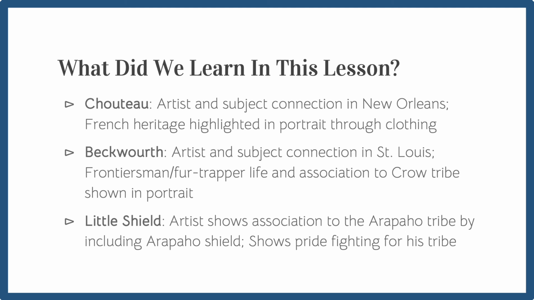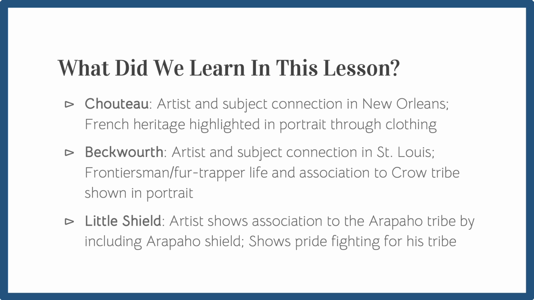In the first portrait, we saw that the artist Salazar and the subject Chouteau have connections in New Orleans. Salazar highlights Chouteau's French heritage in the portrait, his connection to French New Orleans, the connection to Euclide, his stepfather, and possibly his time in St. Louis under French control. Salazar does this by emphasizing his French-style clothing.